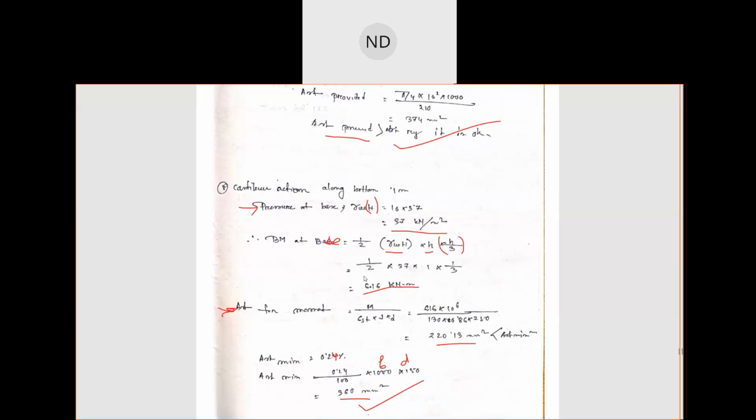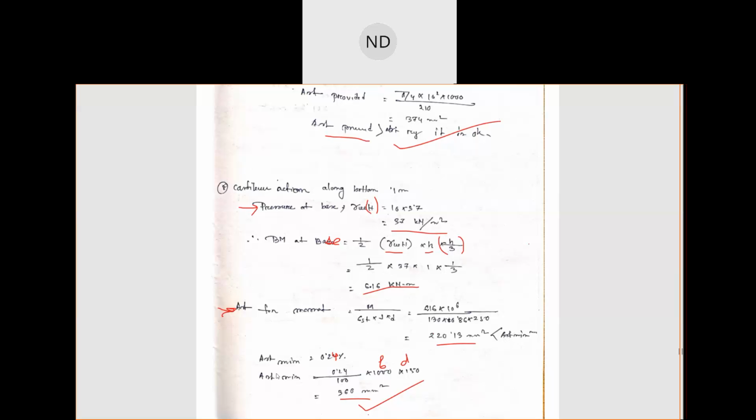So that is given by how much? M by sigma st into J into D. So M we know it is 6.16, sigma st is 130, J is 0.86, D is this one, how much is it? 250. Okay. So we have got it to be 220.13 mm square, which is less than the minimum area of steel required.